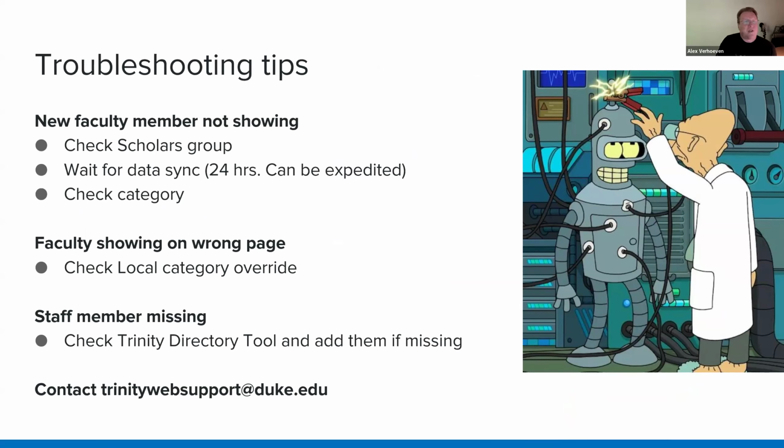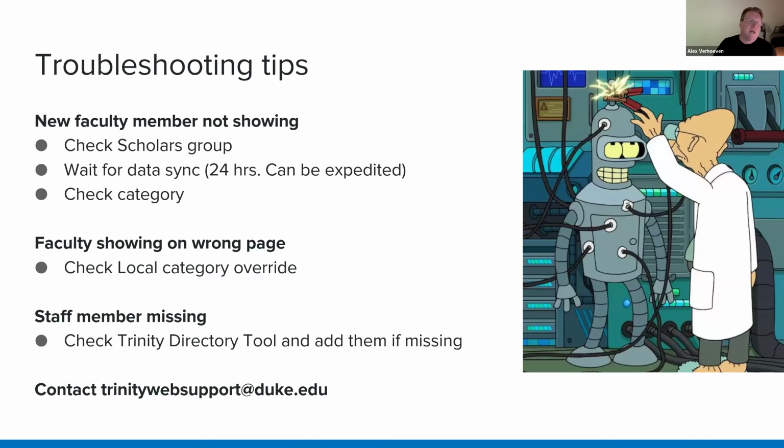Just some troubleshooting tips. One of the more common requests we get, or issues that people run into, is when they have a new faculty member in the department, they don't show up where they expect them to. So the first thing to check is, does this person have a Scholars profile? They should have automatically had a Scholars profile created for them, and they should be in your department's group in Scholars as well.